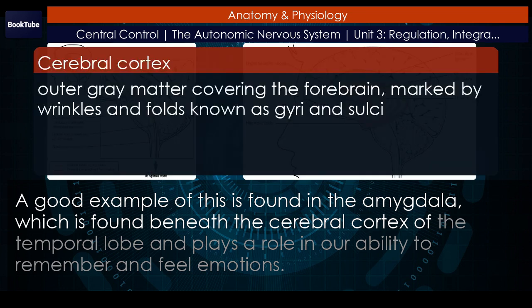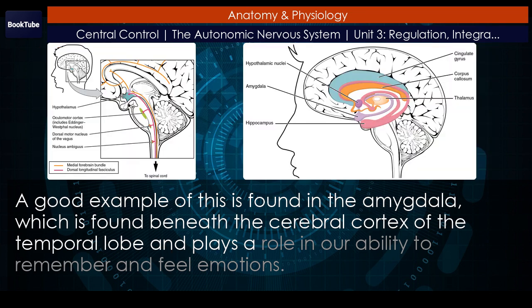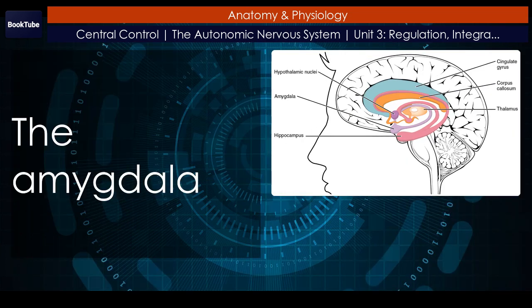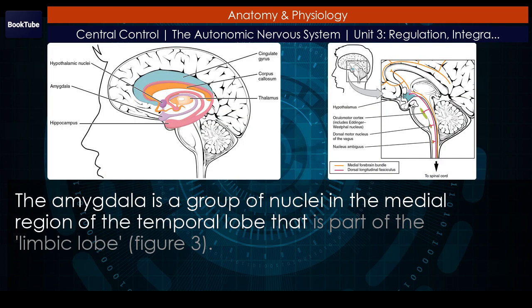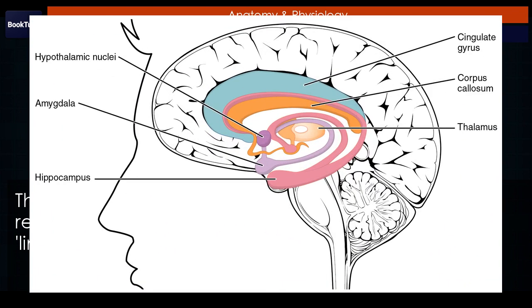A good example of this is found in the amygdala, which is found beneath the cerebral cortex of the temporal lobe and plays a role in our ability to remember and feel emotions. The amygdala. The amygdala is a group of nuclei in the medial region of the temporal lobe that is part of the limbic lobe. Figure 3.